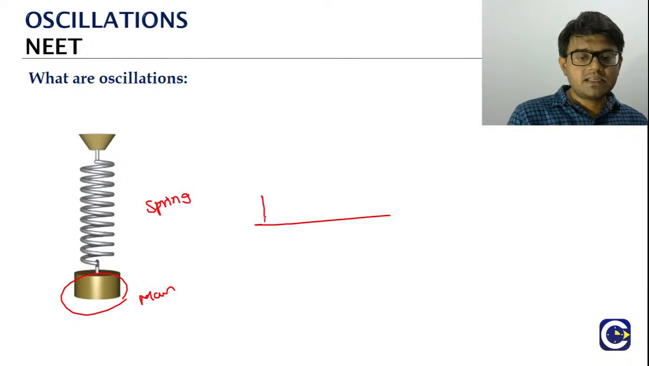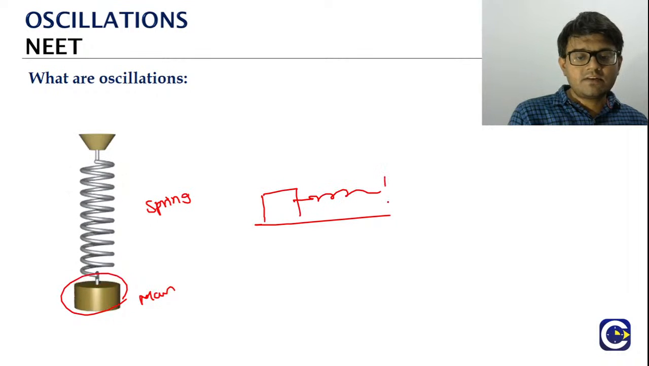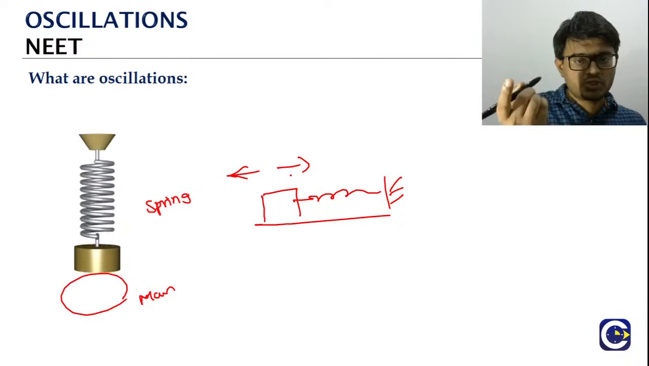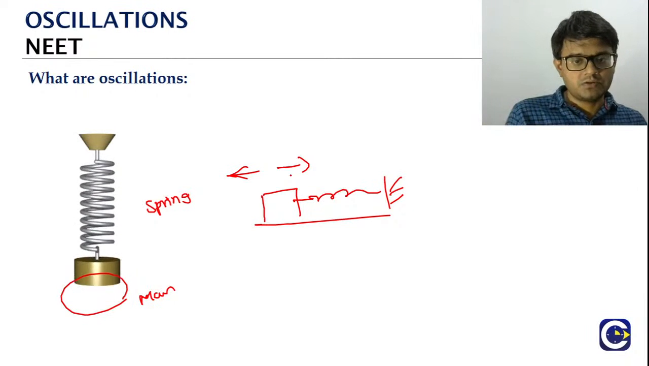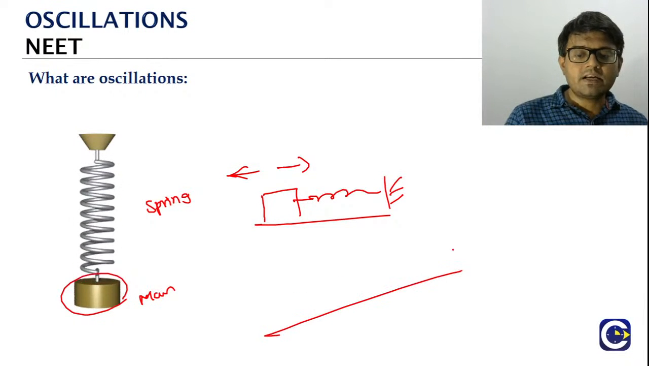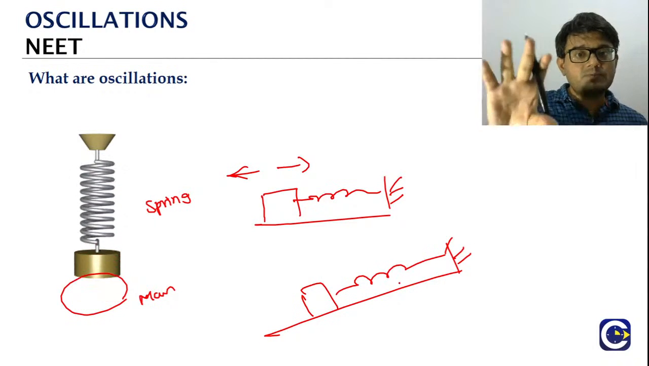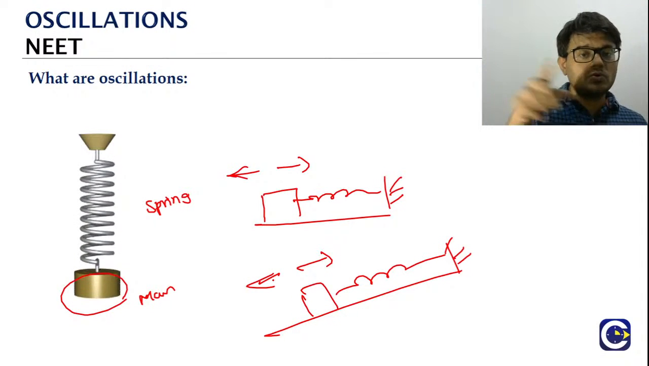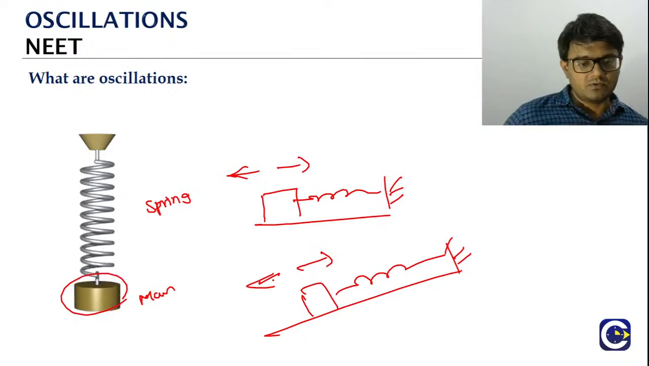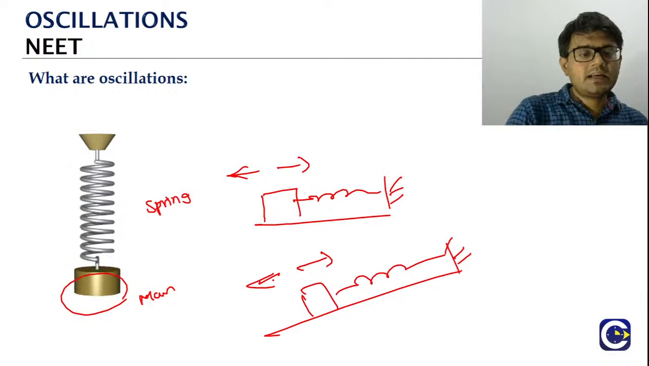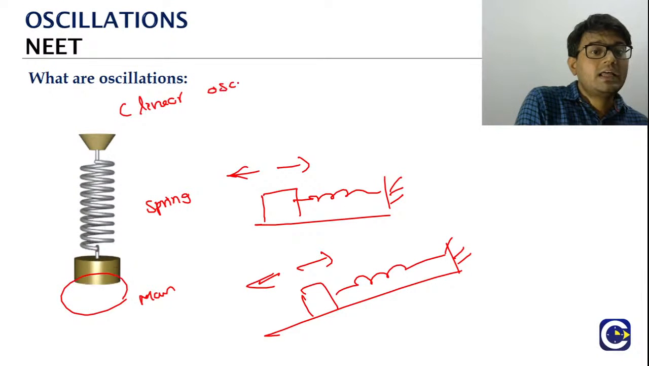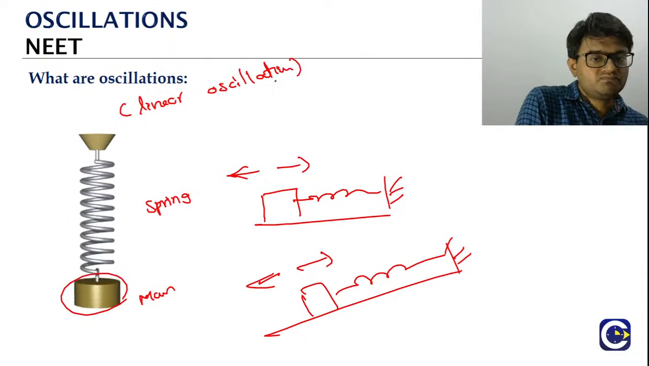If you are keeping this on a horizontal surface, then it will have a proper to and fro motion. Up and down is also a to and fro motion. And similarly, if you arrange the spring and mass on an inclined plane, the motion will be to and fro along the inclined plane. What are these called? We will talk about it. We will call them linear oscillations.